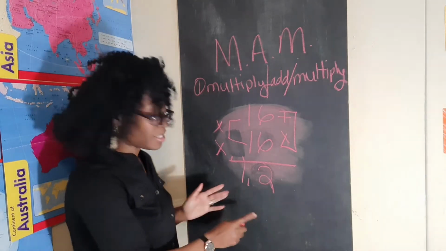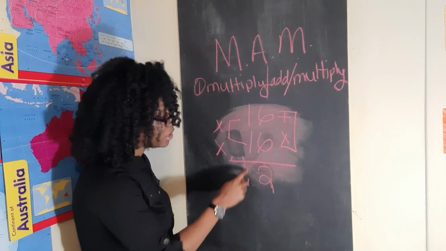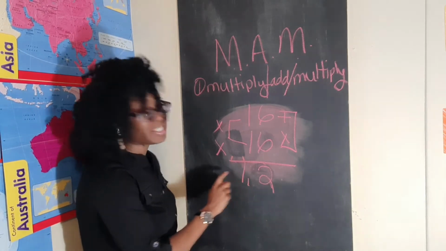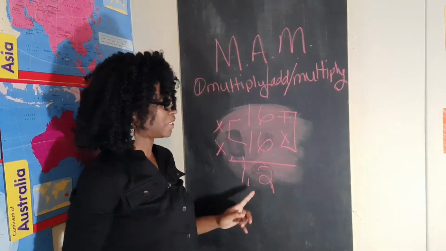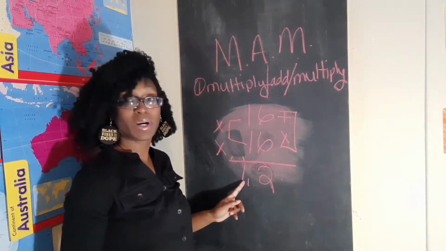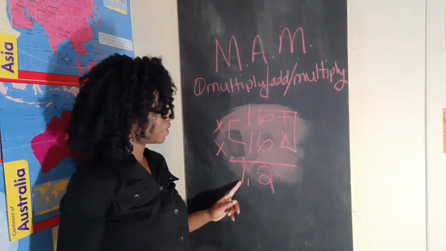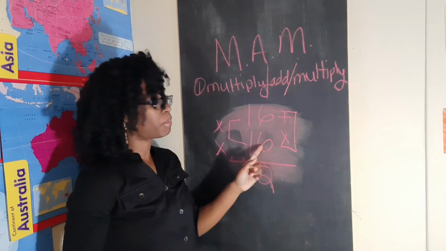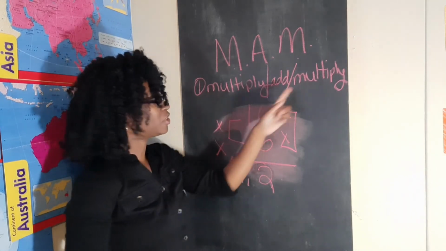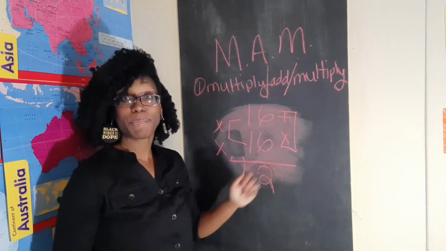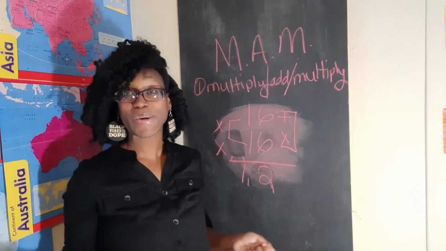Now when you do it this way, you just make it small so you can remember, okay, I add these two together. So we did 6 plus 6 is 12, but I'm going to move the 1, carry the 1 over here. All right, and then I'm going to multiply 6 times 6, which is our last part of our MAM method, and 6 times 6 is 36.